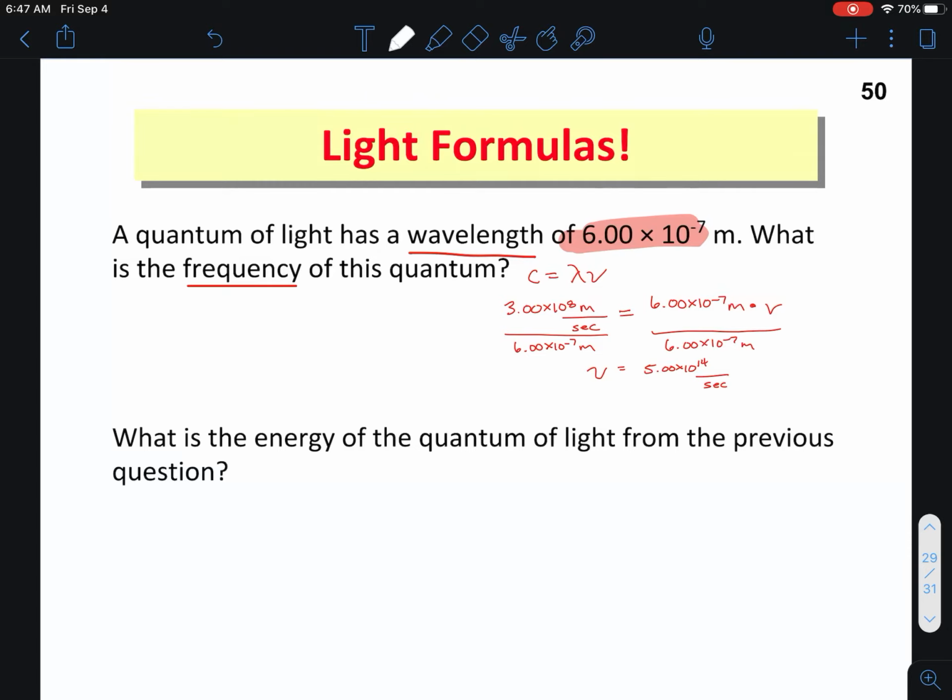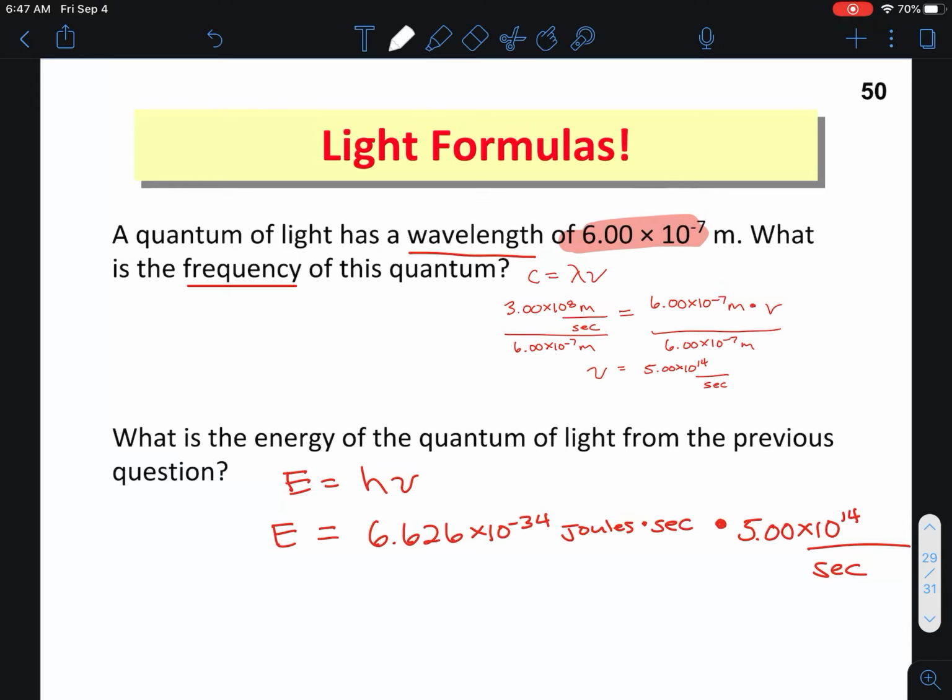Now I can look at how much energy this quantum of light has. I can take Planck's constant and the frequency we just figured out on the previous question, and determine how much energy this light has. Energy equals Planck's constant, 6.626 times 10 to the negative 34th joule-seconds, times 5.00 times 10 to the 14th waves per second, or hertz. Seconds cancel out, and my answer for energy is 3.31 times 10 to the negative 19th joules.